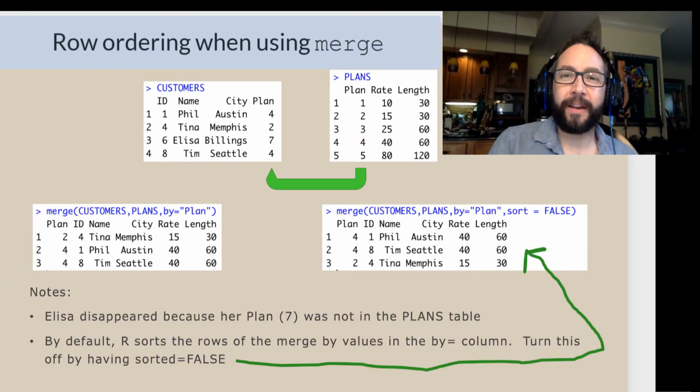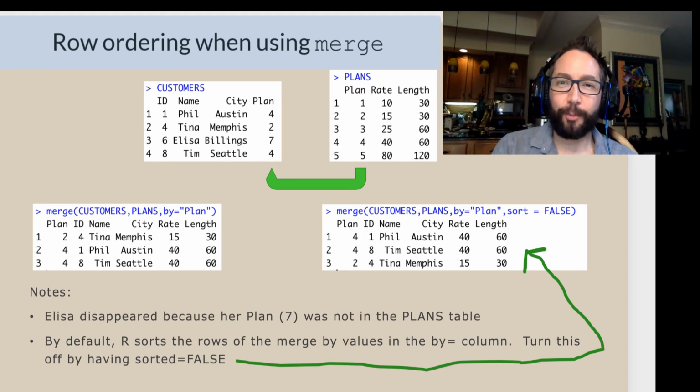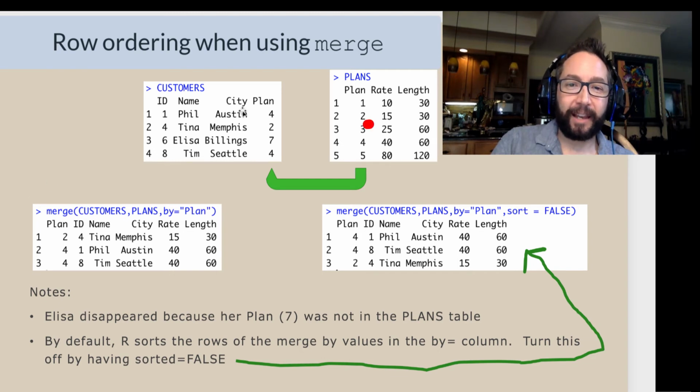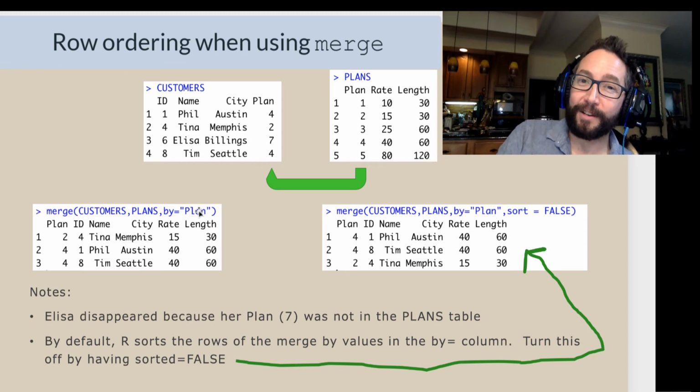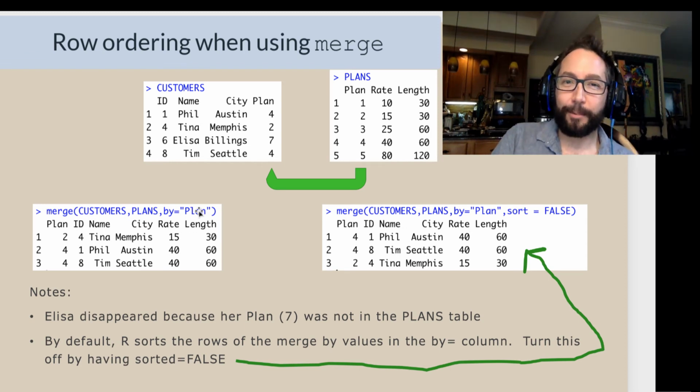Now here's one thing you might not like about the way merge behaves by default. Imagine I want to add in information about the rate and the length for each of the plans our customers are in. We want to merge customers' plans by plan. Here's what R does by default. R says, okay, this plan column must be pretty important because that's the by argument here. That's what you're using to merge these two different tables together.